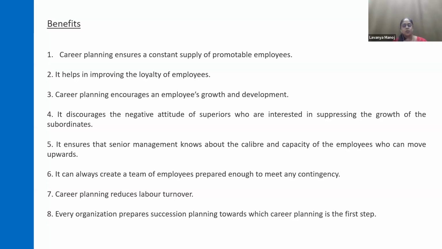this negative attitude can be completely erased, to ensure that senior management knows about the caliber and capacity of the employees. If an employee cannot shine in the marketing department, that employee may be doing excellently well in another department, in another role. So that can be identified. It can always create a team of employees prepared enough to meet any contingency. Career planning reduces labor turnover, because there is no need for me to go for another company, because it's already in my own company.